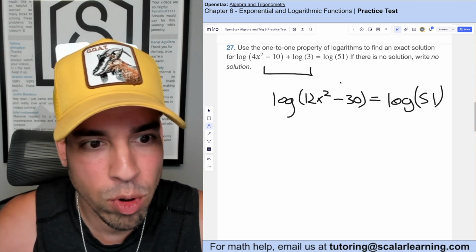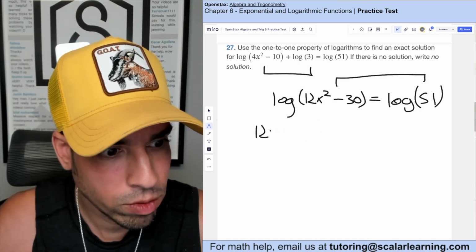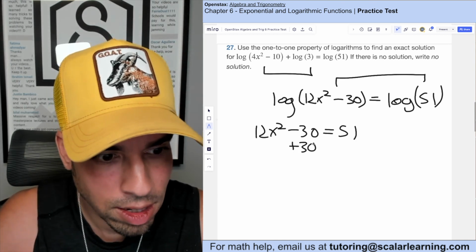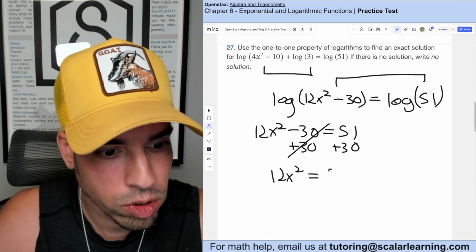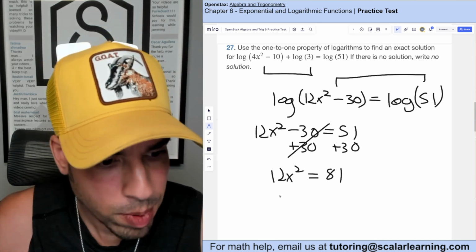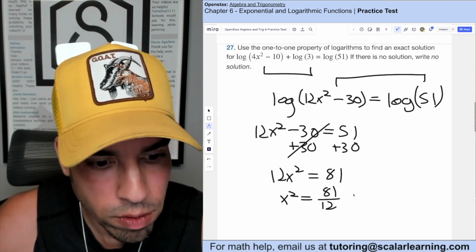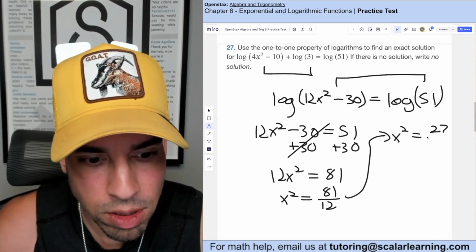And once we get to this point, we know that these arguments can be set equal to each other without the logarithms. So we have 12x squared minus 30 equals 51. Let's add 30 to both sides like so. We get 12x squared equals 81. We're going to divide both sides by 12, and we get x squared equals 81 over 12. This can be simplified, dividing top and bottom by 3, to 27 over 4.